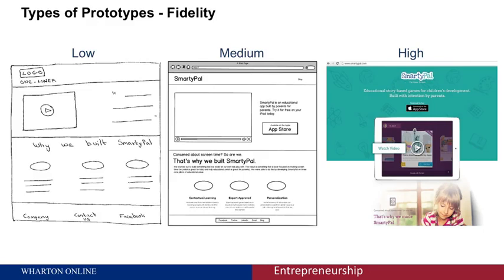The other end of the spectrum is a high fidelity design. This is almost a what-you-see-is-what-you-get type of design. It comes complete with full visual design, and therefore you need a graphic designer in order to come up with a full fidelity design. The advantage of a full fidelity design is that it's easy for a user to understand what we're trying to build. It's also easy for a software developer to take a full fidelity or a high fidelity design and start coding.